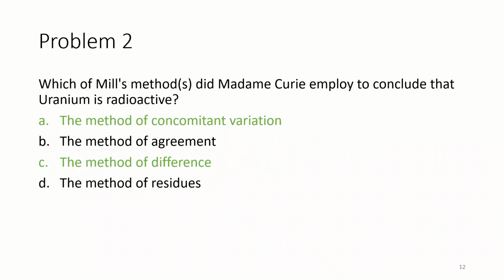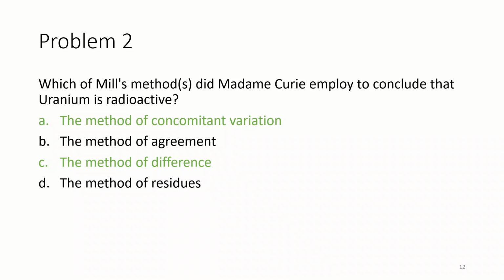Basically, we have to see the presence of the uranium that gives the effect of radioactivity. That is the method of difference. True, because it was a previous year question and it was designed with the thought that in the videos, Madam Curie's experiments were discussed. It was just a direct consequence of it. It's given in that thought.